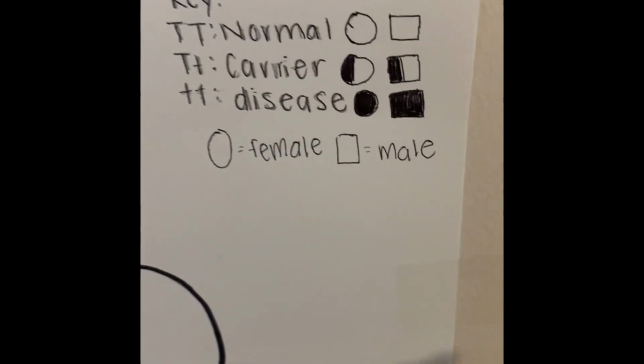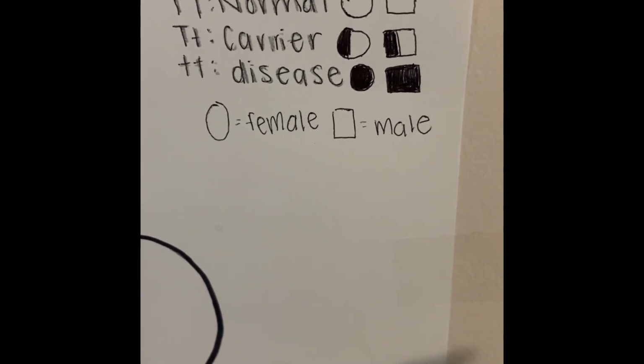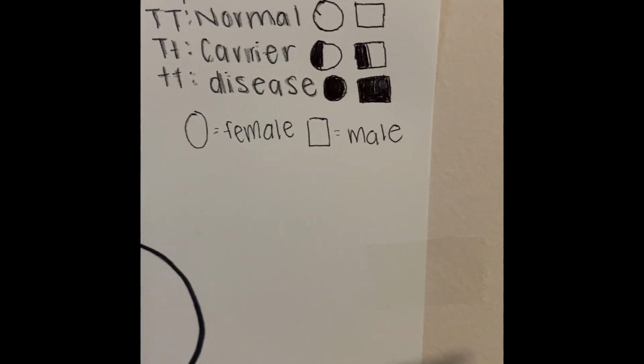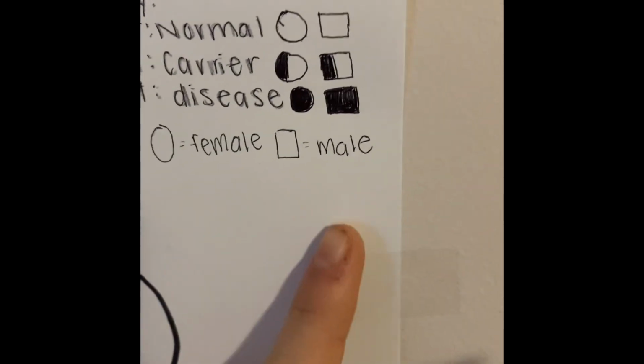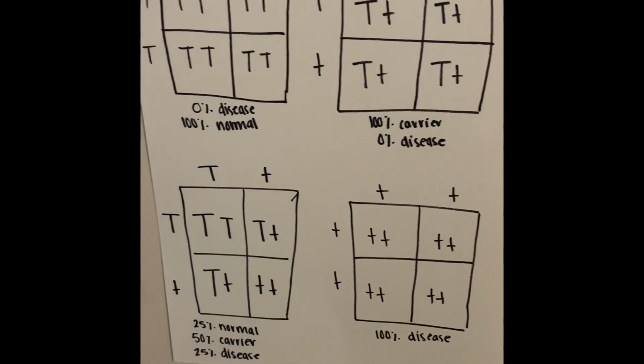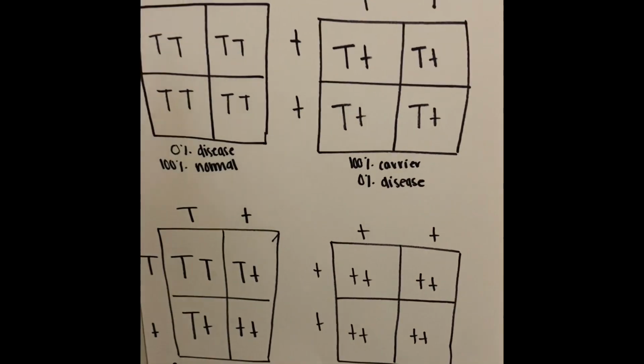Uppercase T represents normal. Uppercase T, lowercase t represents carrier. Lowercase t represents disease. Circles are females, squares are males, and then here's some examples of what they could look like on the pedigree, and then some examples of Punnett squares that have been used to figure out some of these.